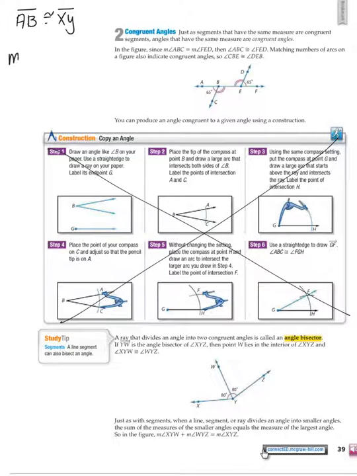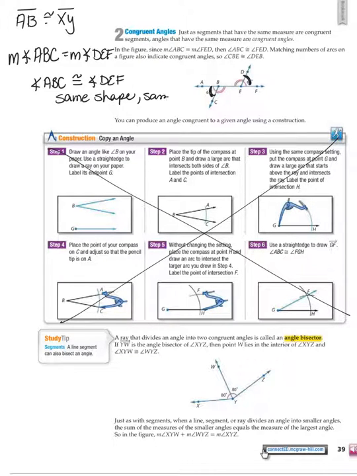If I have the measure of an angle ABC, and it's equal to the measure of an angle DEF, as illustrated here, both are 65, then I can say that angle ABC, here's that congruent symbol again, is congruent to DEF. That means they're the same shape and the same size. I could cut them out and turn them together, and they would match up.